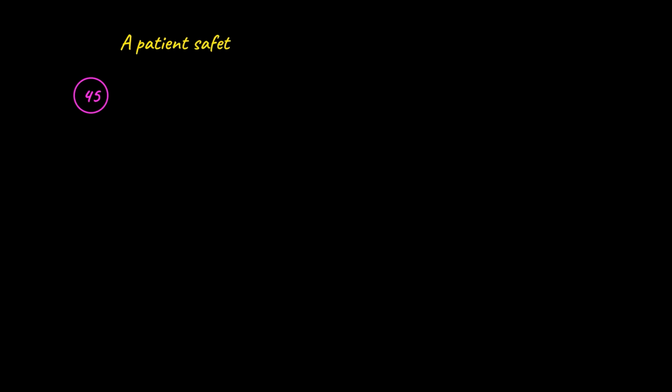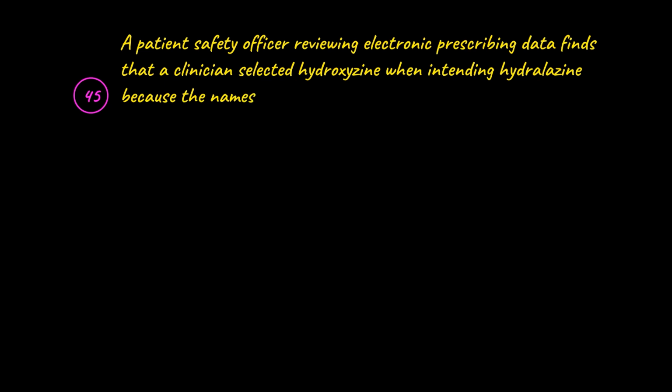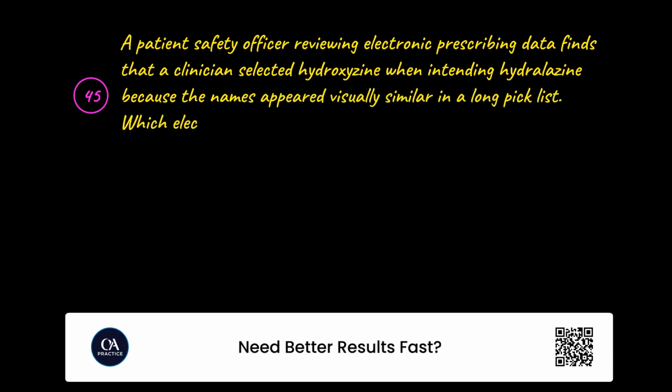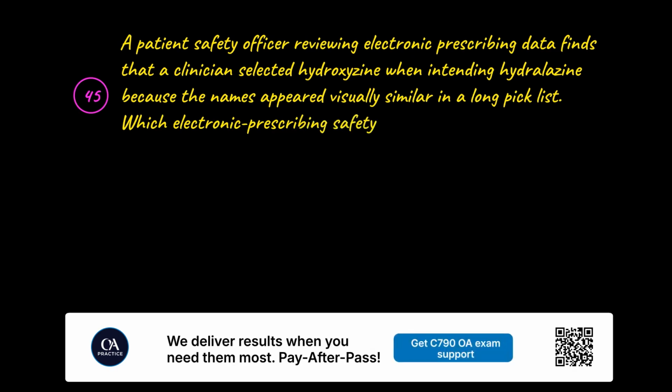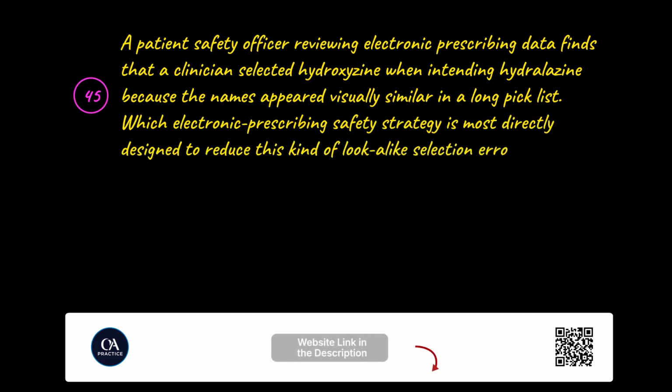Question 45. A patient safety officer reviewing electronic prescribing data finds that a clinician selected hydroxyzine when intending hydralazine because the names appeared visually similar in a long pick list. Which electronic prescribing safety strategy is most directly designed to reduce this kind of look-alike selection error?